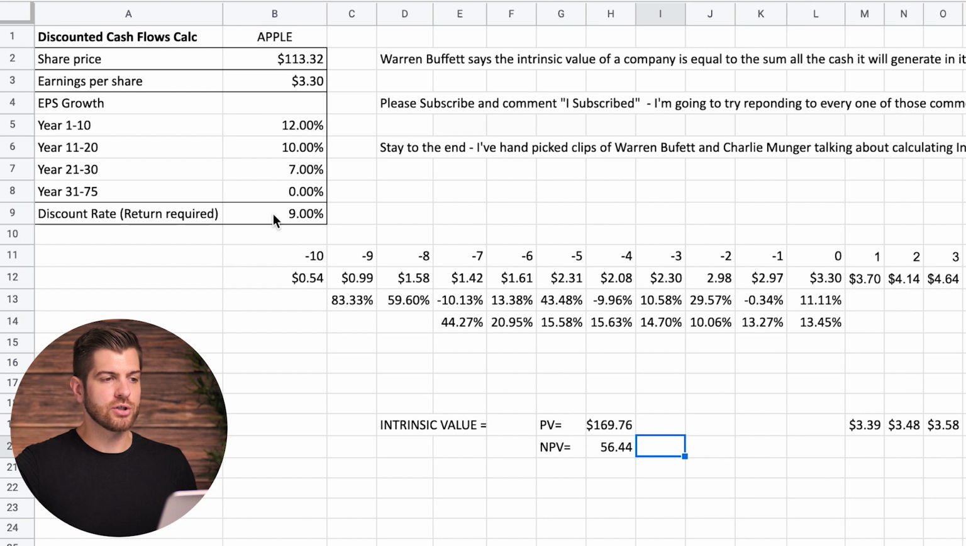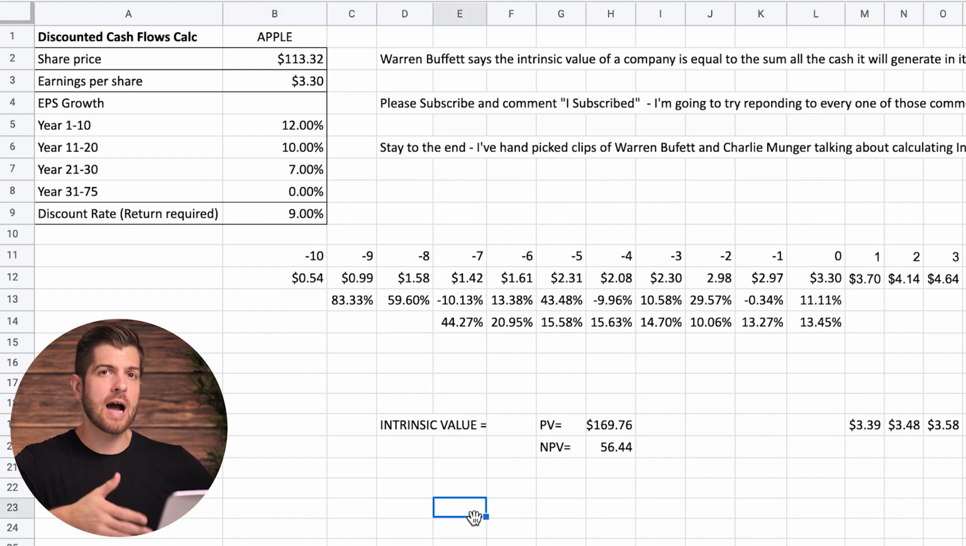Now, if I were to change this and say that the discount rate, or the rate of return required, and we're going to explain that in a minute, if we say we need a 15% rate of return, well, now we have a negative net present value, which means this is not an investment you'd want to make, because the present value is much less than the price. So here's something very, very cool. I'm going to put that back to 9%, and I'm just going to leave these how they are right now.